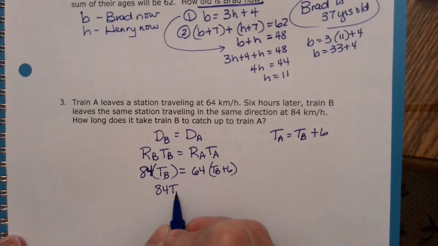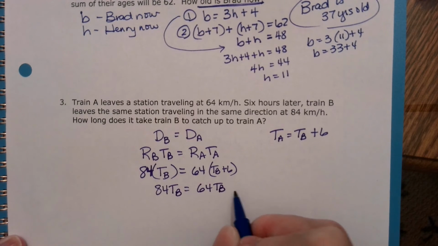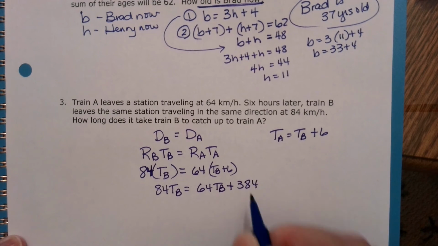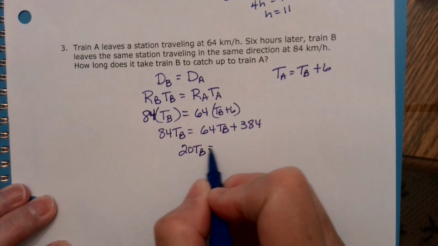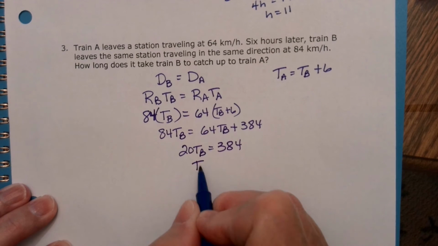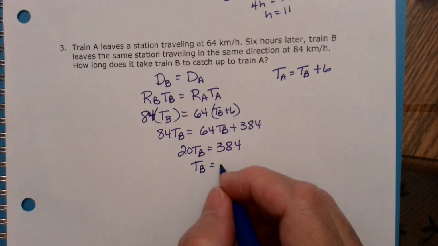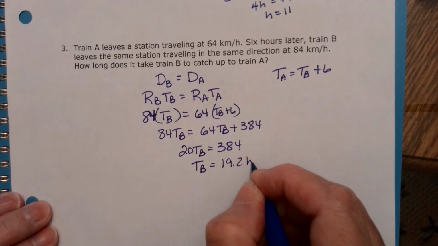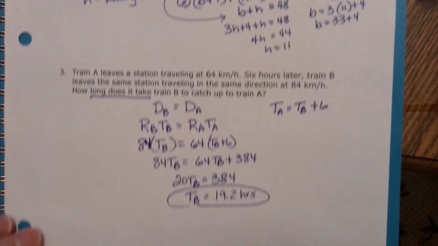Okay, now I'm down to one variable. I'm going to do distributive property. So I'm going to subtract that from both sides. Now I want to divide both sides by 20. And when I do that, I think I get 19.2 hours. And that was how long does it take. So 19.2 hours.